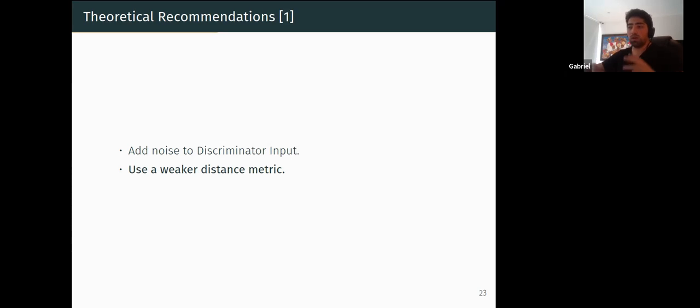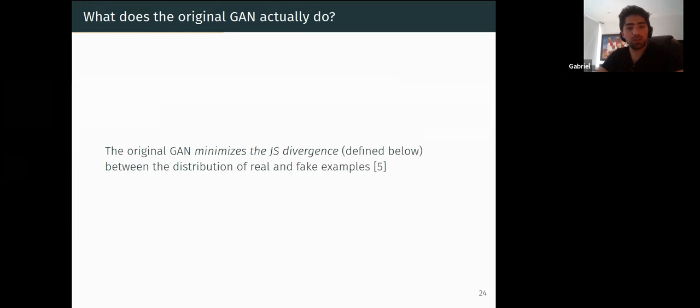So let's wonder, what does the original GAN actually do? Well, it can be shown that the original GAN in its original formulation, the minimax game equation I showed you first, is actually trying to minimize the Jensen-Shannon divergence between the real and fake data distribution. This means that in the end, our purpose would be to just minimize the divergence between a couple of probability distributions.